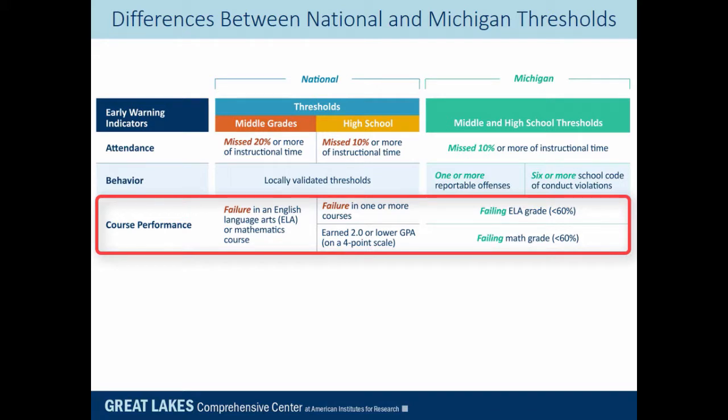The national and Michigan thresholds also differ when it comes to course performance. In the Michigan Data Tool, high school students are only flagged for course performance if they have either a failing English language arts or math grade. But the national high school threshold for course performance flags students who are failing any core course, English language arts, math, science, or history. This means that the Michigan Data Tool may under-identify students for course performance because it doesn't take into account students' science and history grades.